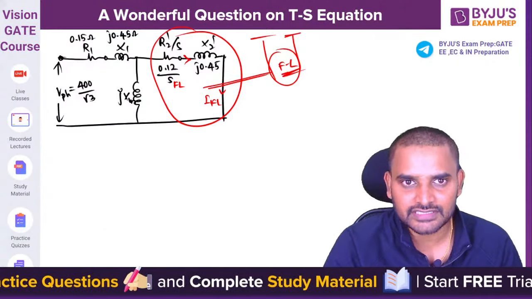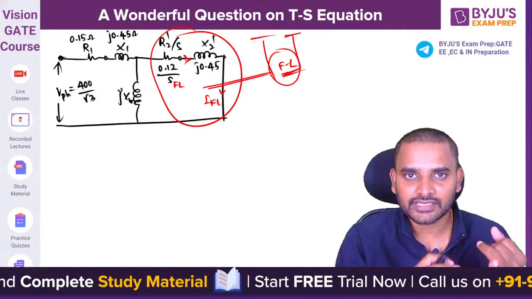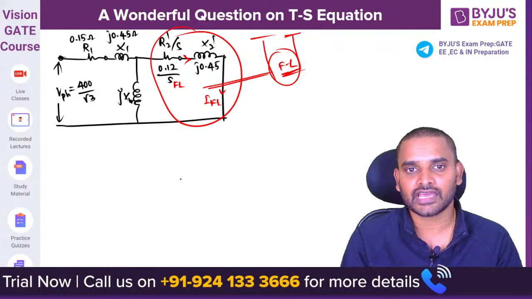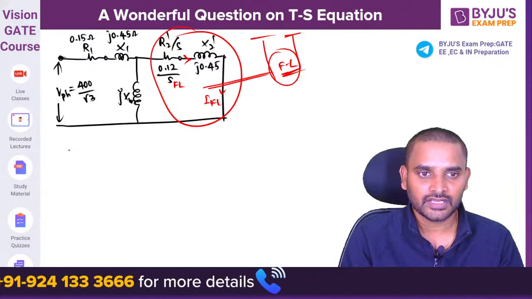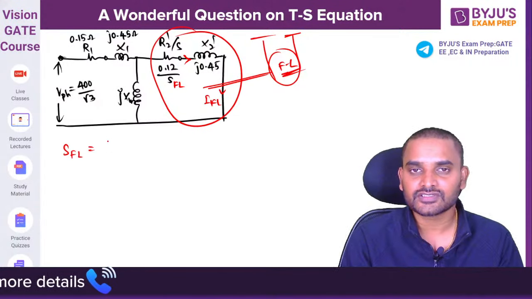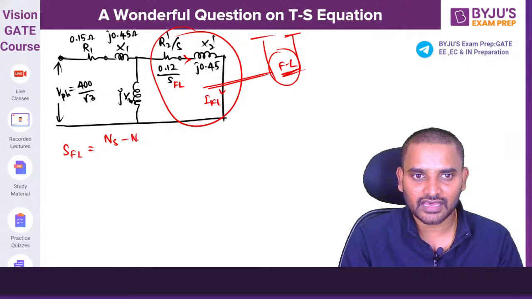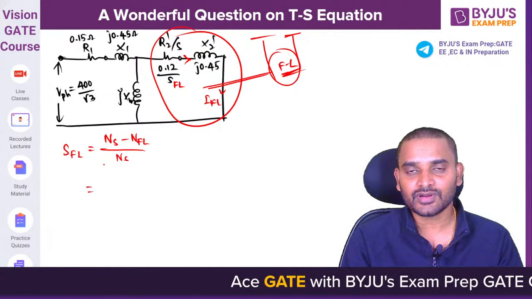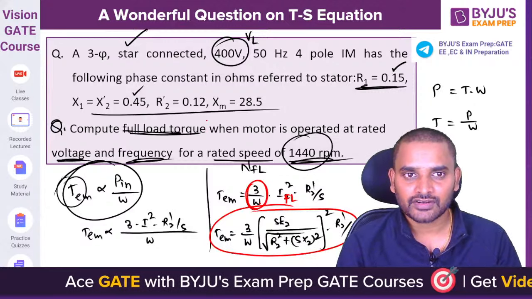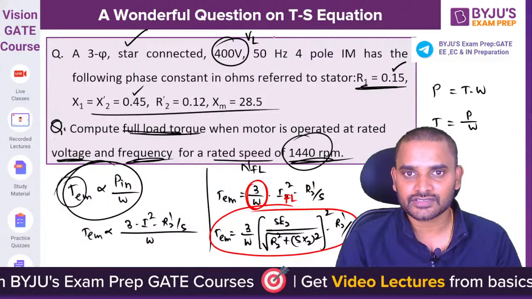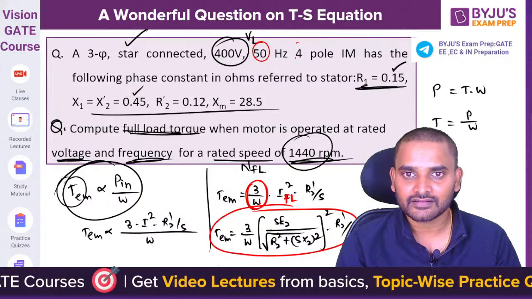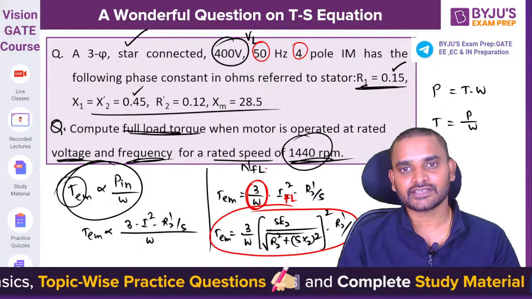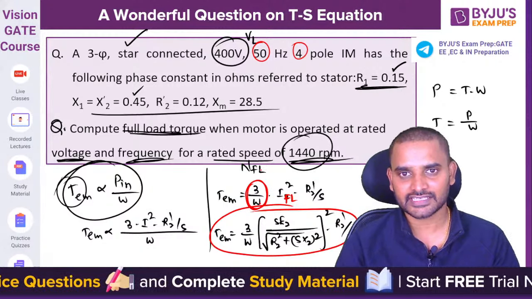Now, how will you do this? I need to calculate slip and I need to calculate the current. Full load slip will be Ns minus Nr, or full load speed, divided by Ns. Can you tell me what is the synchronous speed? The synchronous speed is equal to 120 f by p. How much will you get? 120 into 50 divided by 4, you will get 1500.